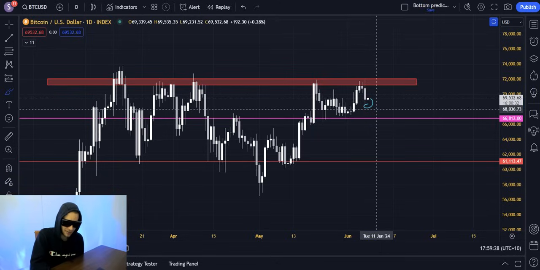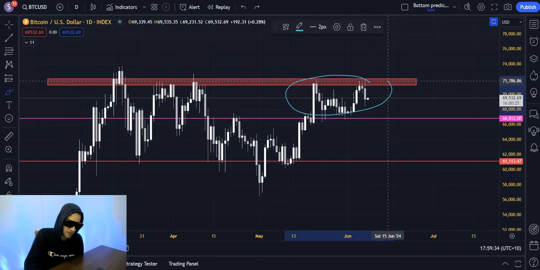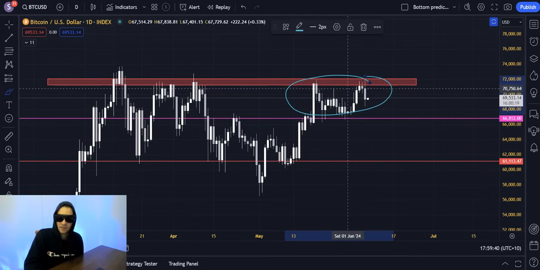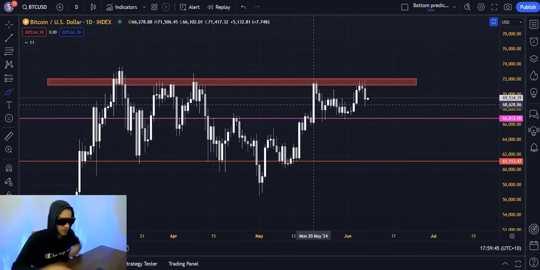We know for a fact that the short term in the last 20 or 21 days has been an absolute mess, okay? This entire price region here between 67K and 72K has been a mess. It's been up, down, up, down, sideways, nothing's happening. It's all boring, it's all a mess. There's been no real confirmed structures. All the structures have been invalidated time and time again.